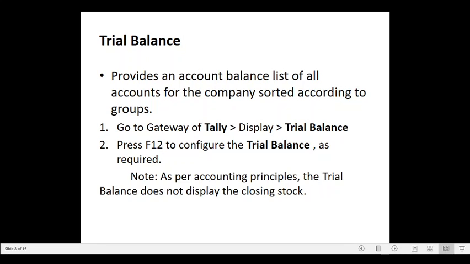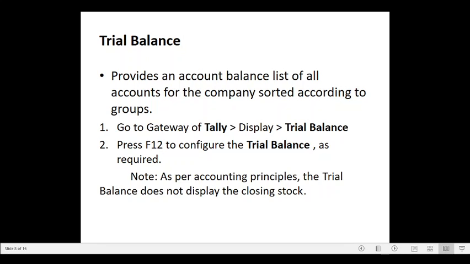In order to view the trial balance, we need to go to the Gateway of Tally, click on the display menu and click on the trial balance. Likewise, we can also configure the trial balance as required by pressing F12.